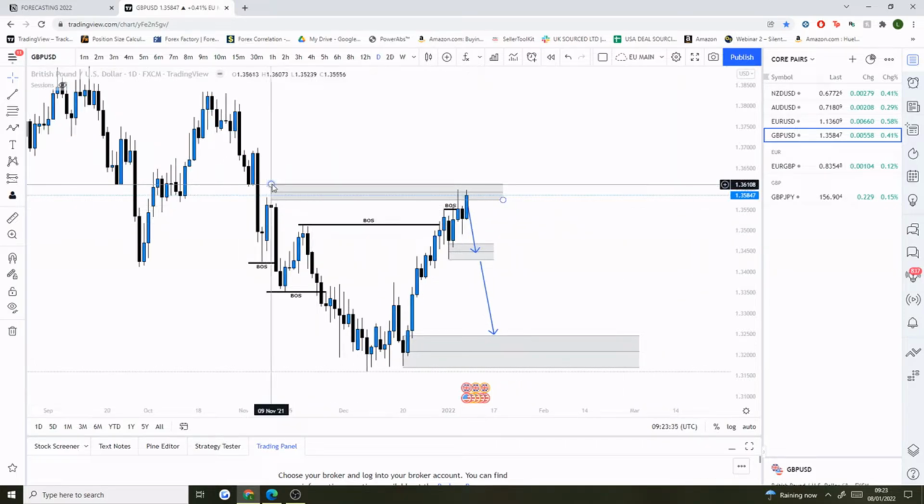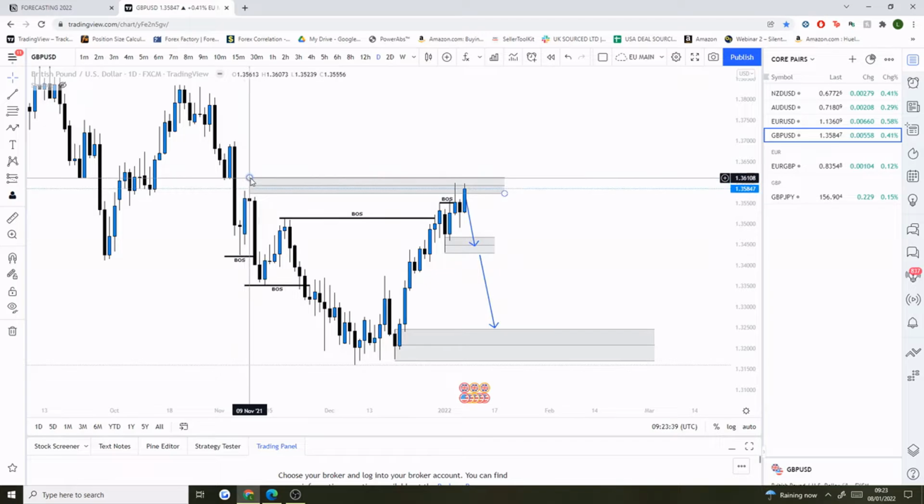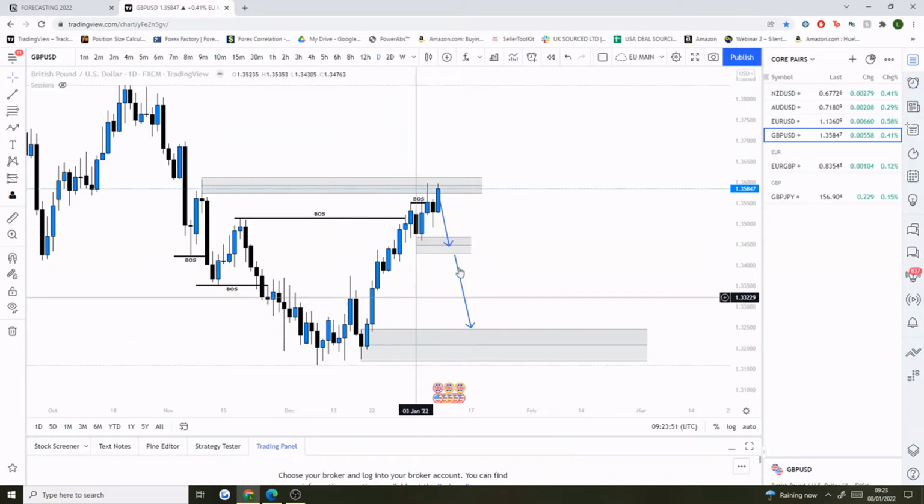So considering that this area here is still valid, for me that order block, that point of interest, is a valid supply zone. So I'm going to be expecting some type of bearishness to be coming out of this area, even if it doesn't follow all the way through to the lows. I'm definitely going to expect some type of order flow transition on the hourly time frames coming out of this supply area here.